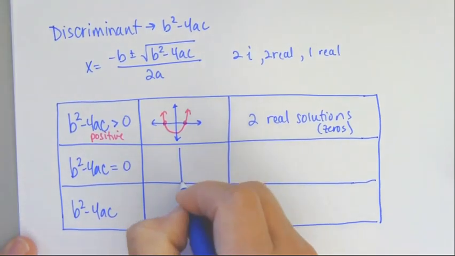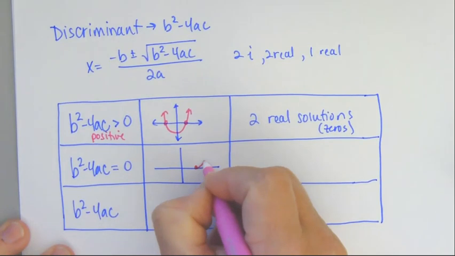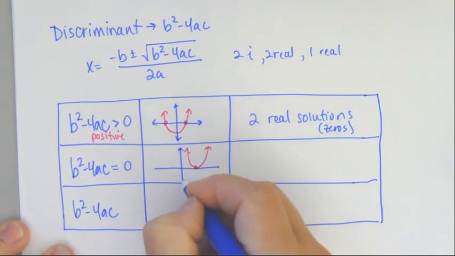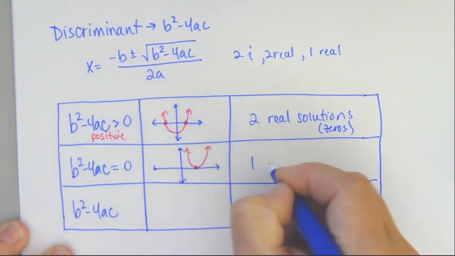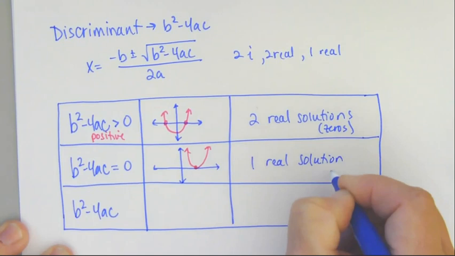All right, if b squared minus 4ac is equal to 0, that was that last example that I did where the parabola's vertex was just right on the x-axis. So that would give us 1 real solution, or 1 real zero.